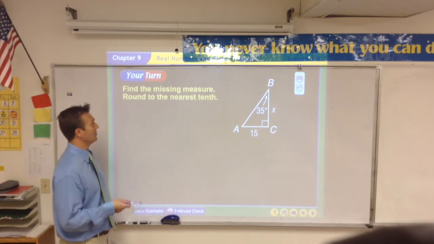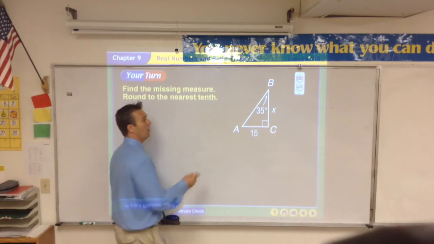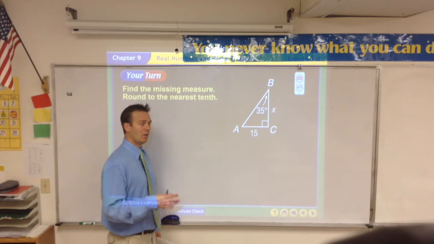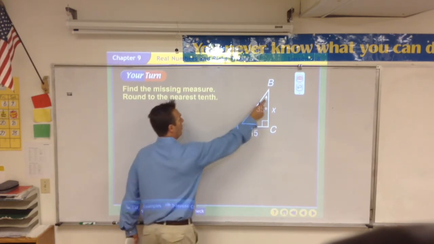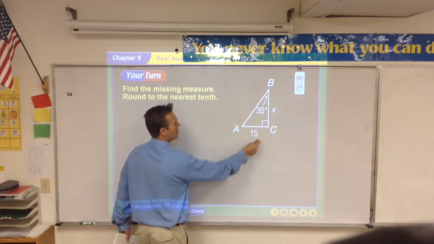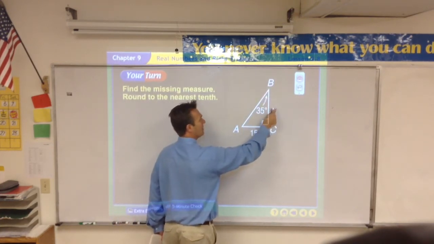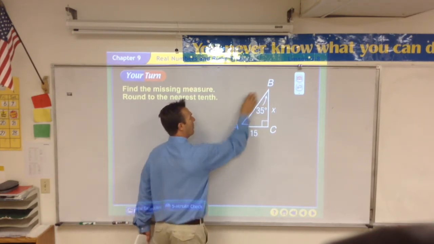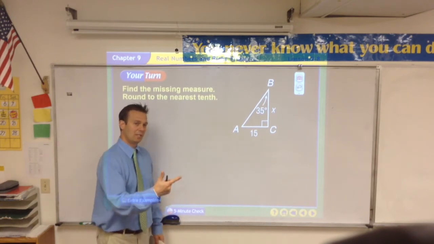You got to find the missing measure and round it to the nearest tenth. But what do you know? You know that the angle they're giving you is 35 degrees. You never use 90 degrees, it's always one of the other two. You know the opposite information, which is 15, and you know that the x is attached to 35. You do not know anything about the hypotenuse, so we're not going to use hypotenuse. So we know opposite and we know adjacent.